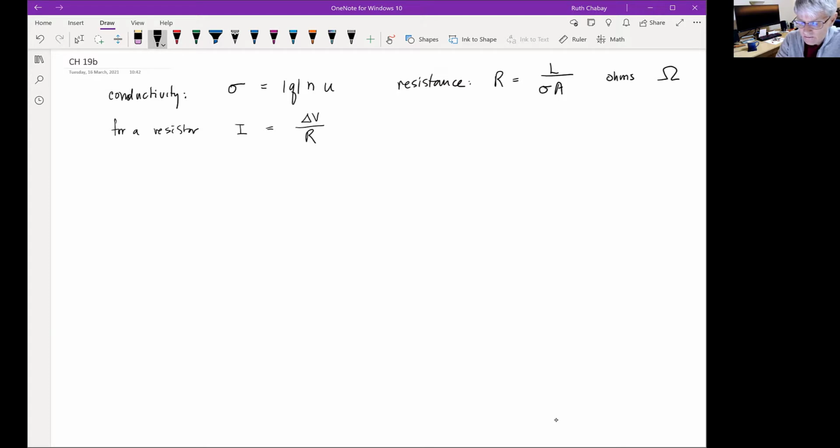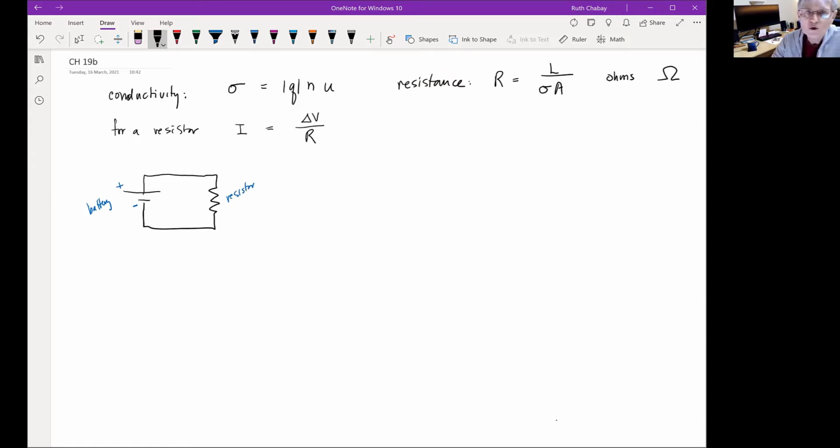So if we have a circuit that has a battery and a resistor, so this was the battery, and remember that the longer line is the positive terminal of the battery. So this is a battery or a power supply in general. This is a resistor.